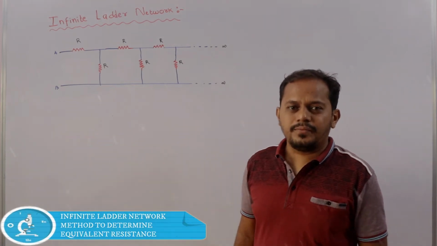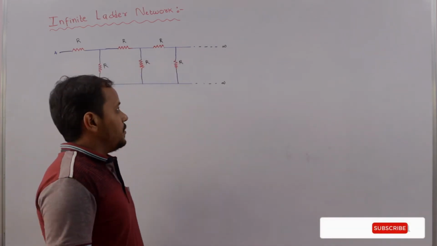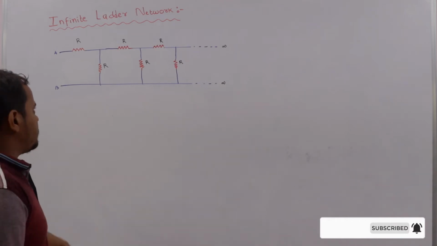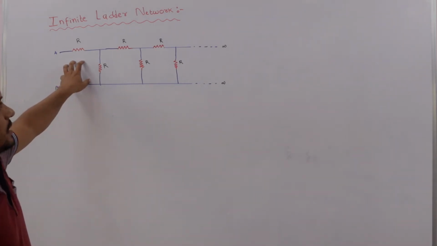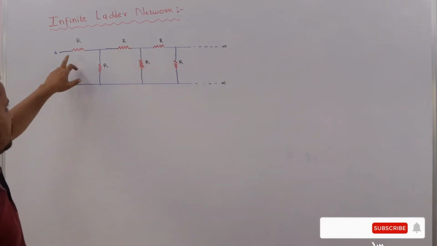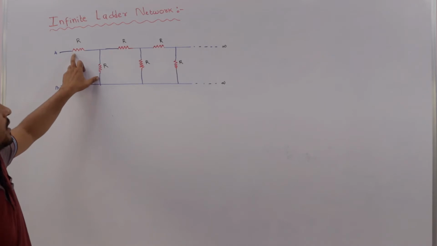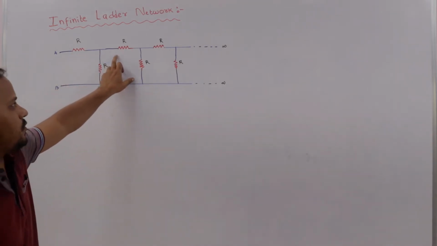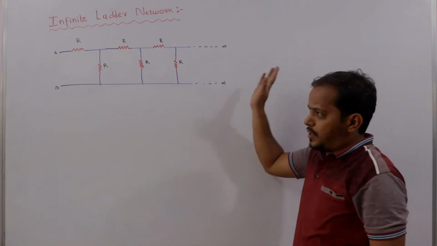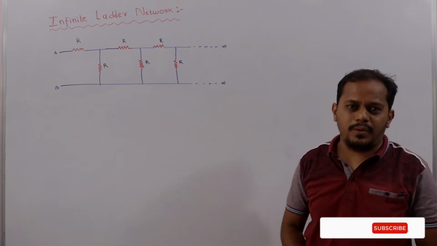Hello viewers, in this video we are going to discuss finding equivalent resistance of an infinite ladder network. It means the circuit consists of infinite cells. See here, this R and R combined is considered to be one cell. Such infinite cells are connected like a ladder up to infinity. How do we solve this kind of very complex problem?